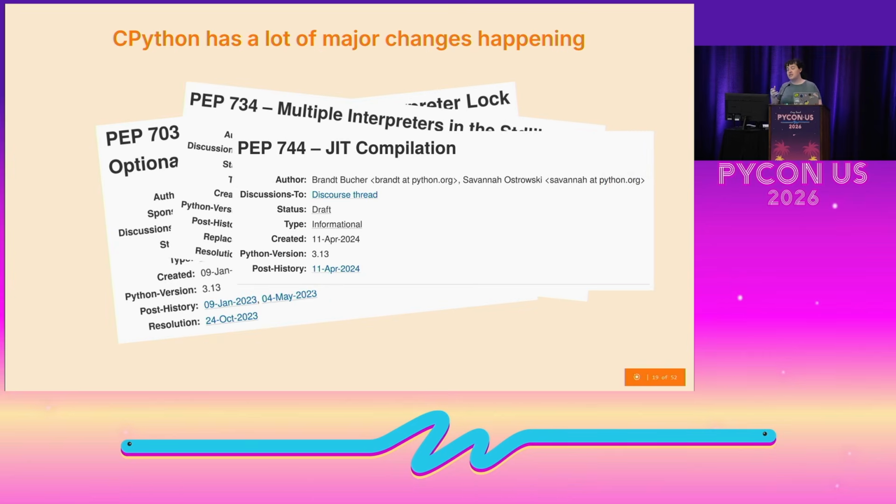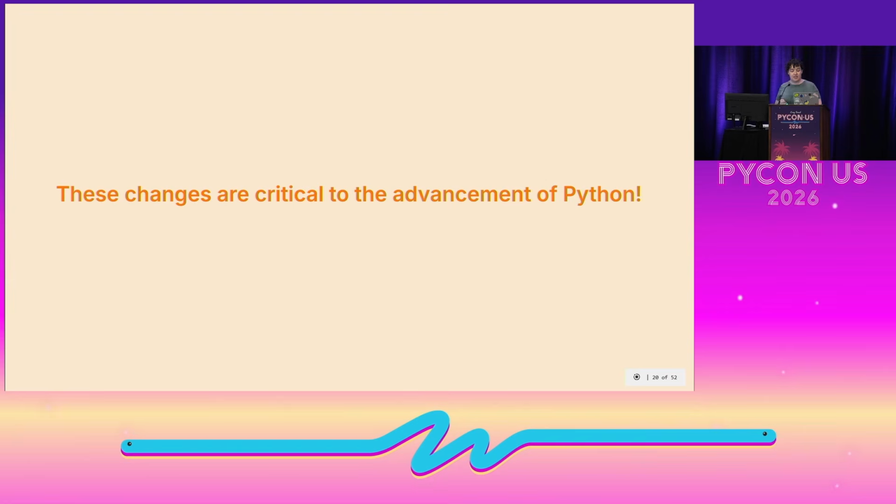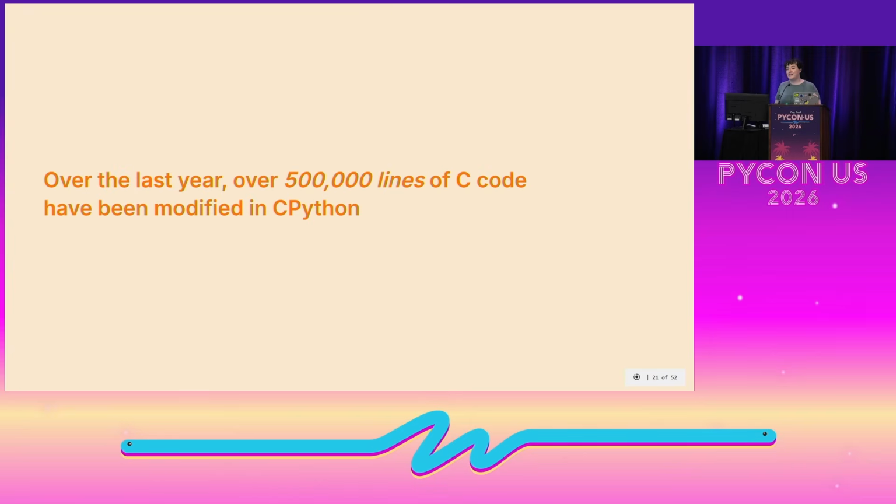I want to say that these changes are important, and don't take this as a statement we shouldn't do them, because we should do them. I think it's important that Python becomes more performant in the future. But it also means that over the last year, over 500,000 lines of C code have been modified. And that's a lot of code to change. And some of it's generated, but a lot of it isn't.